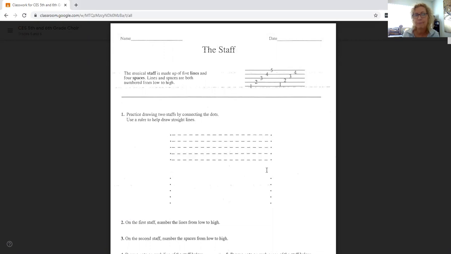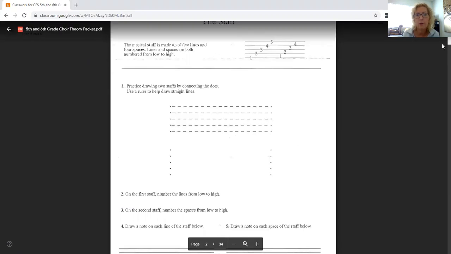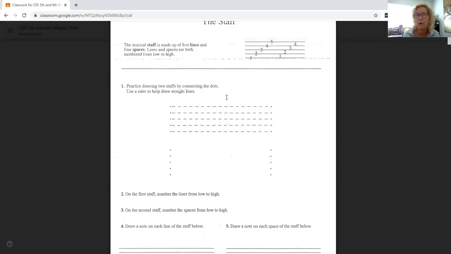Easy peasy, right? In number 2, it says on the first staff, number the lines from low to high. So looking back up at the top, where you saw 5 lines, numbered 1 through 5, and 4 spaces, numbered 1 through 4, you want to just number your lines from 1 to 5 in the top one that you just drew. And on the second one that you draw, you want to number the spaces 1 to 4. Okay? And I'll show you what that looks like in just a minute.